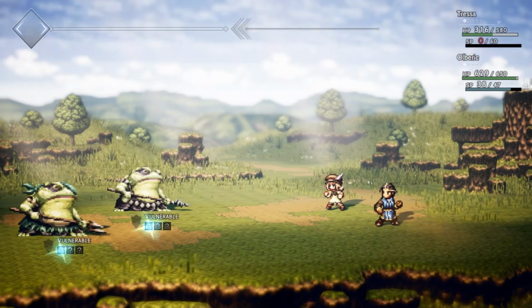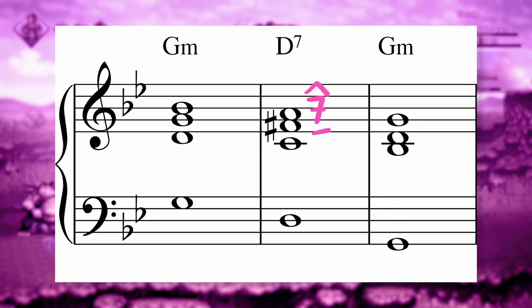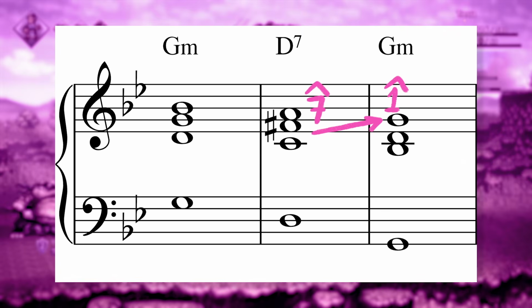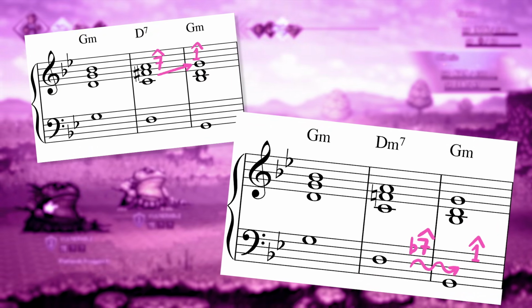Oftentimes in classical music, minor key pieces will use a dominant 5 chord borrowed from the parallel major key, as the voice leading from a raised 7th to the tonic is so much stronger than the diatonic flat 7 to 1, and it creates a much clearer resolution.